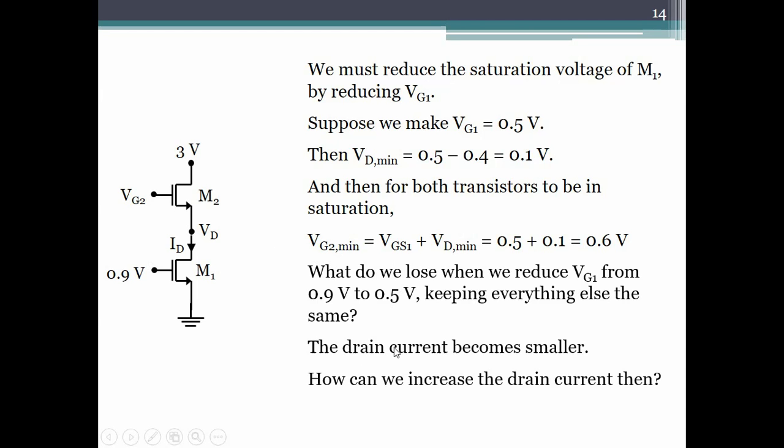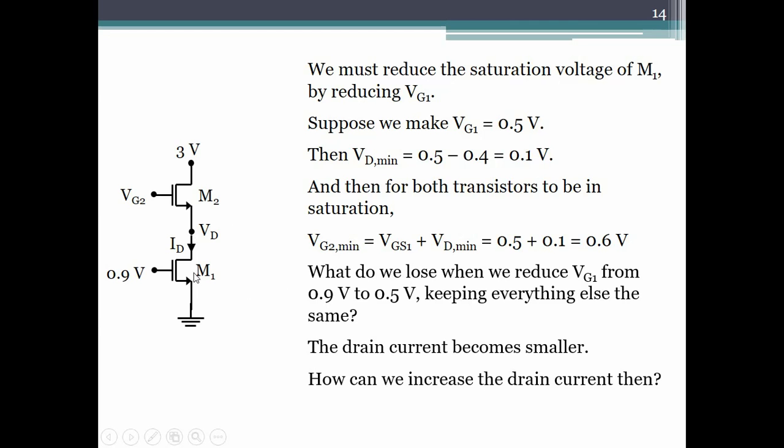Let me say it. So the drain current becomes smaller. That is a consequence of VGS1 becoming smaller. The drain current becoming smaller, of course, makes the power consumption less. But as we'll see maybe after half a semester, the current being smaller means the speed of the circuit becomes smaller also. So what we lose actually is speed, as we'll see much later.